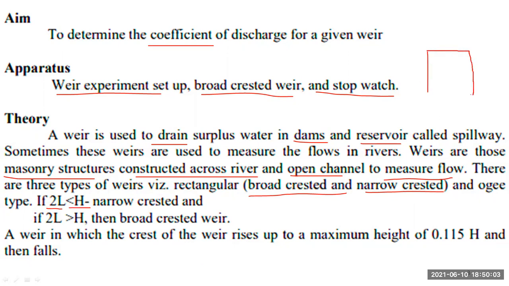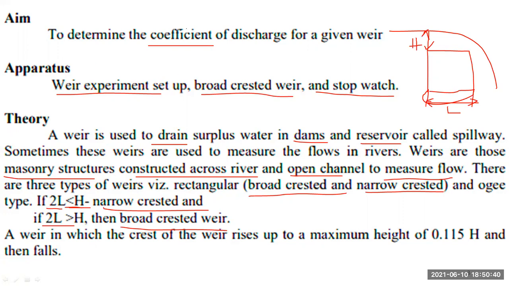If you take this as a weir, this is the length L of the weir, and water will flow over this weir, and this is the head H. If 2L, twice the length of the weir, is less than the head, then it is called narrow crested. If twice the length of the weir is greater than the head over the weir, it is classified as a broad crested weir. Here we are discussing the broad crested weir.